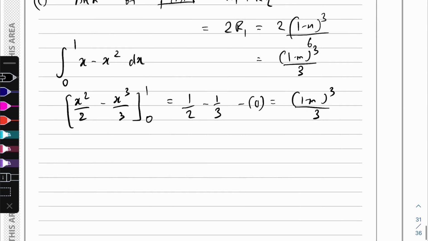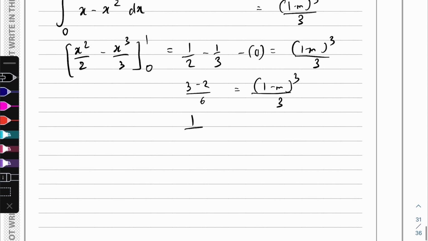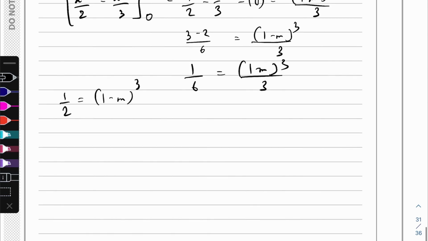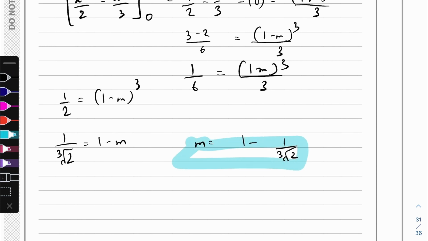So we know this is what? 3 minus 2 over 6 equals 1 minus m cubed over 3. This is a sixth. And this is now 1 minus m. Now this is now manipulation. This becomes, so 3 goes to the other side, becomes 3 over 6, that's a half, equals 1 minus m cubed. Now we can cube root both sides. This becomes 1 over cube root of 2, because cube root of 1 is just 1, equals 1 minus m. So m equals 1 minus 1 over cube root of 2. So this is our final answer for m.